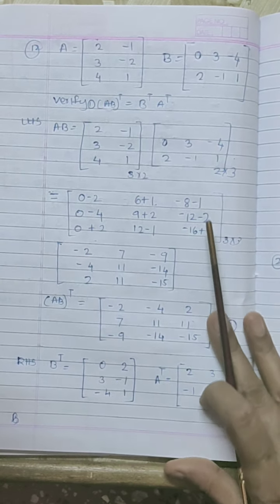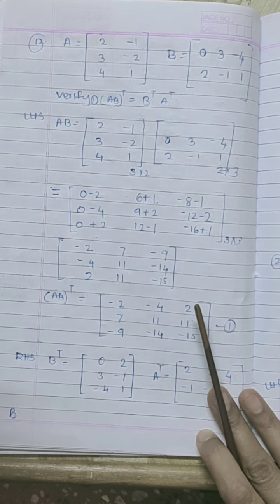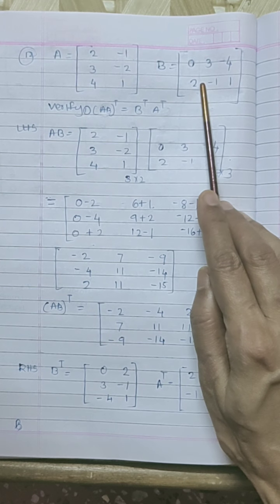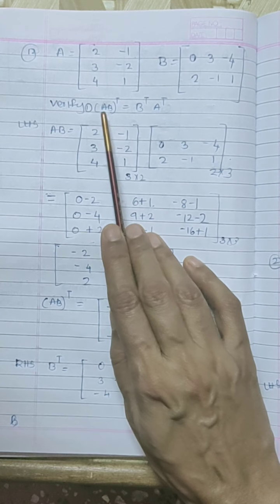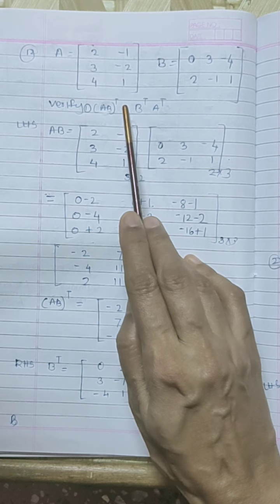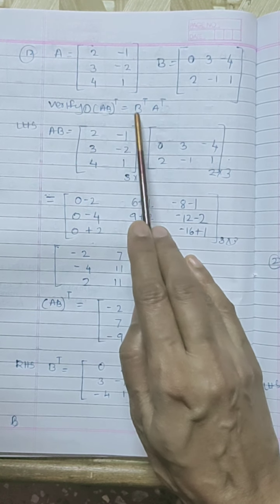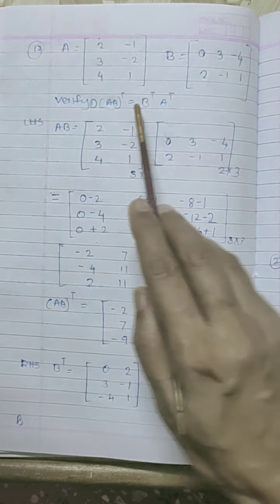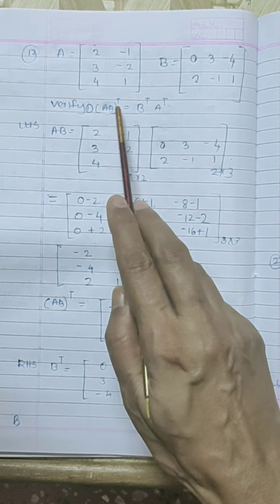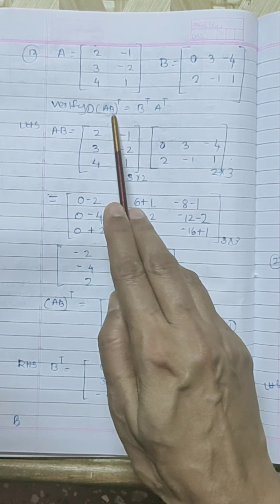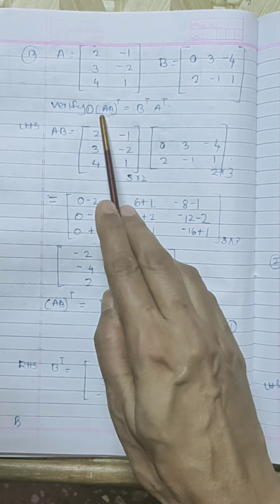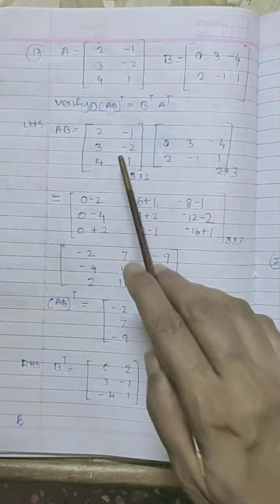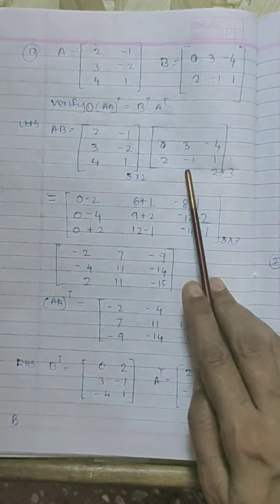Next one, the 12th one. Matrix A is given, matrix B is given. We have to verify that A into B transpose is equal to B transpose into A transpose. Now see the LHS. First we have to find AB, meaning multiplication of A and B, and then find its transpose. So write down the A matrix and B matrix.